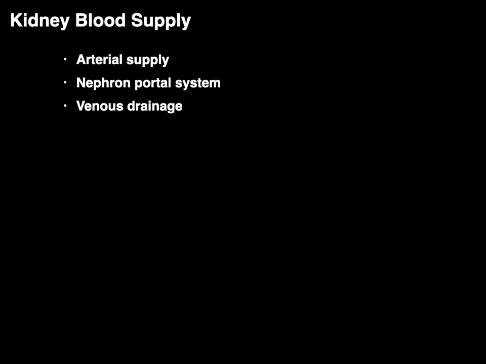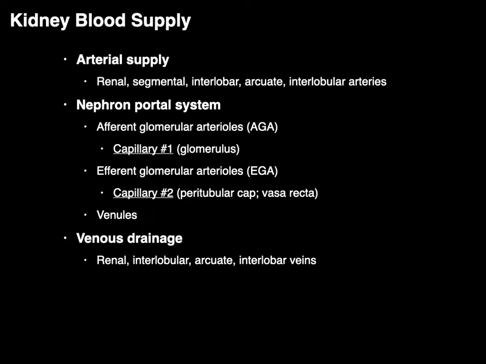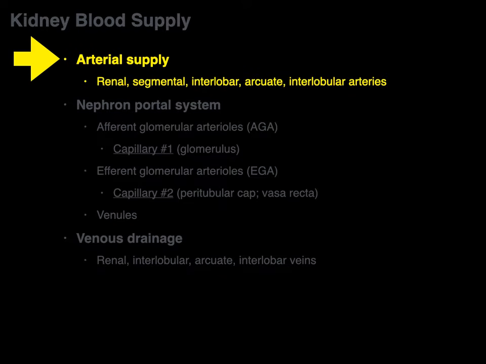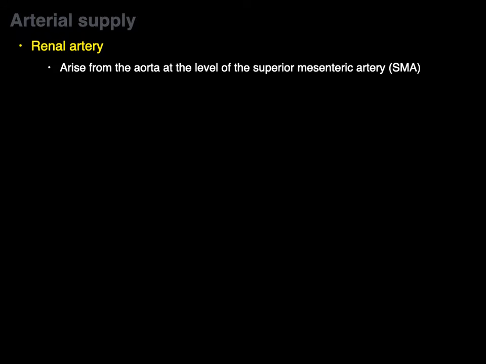So here are the three topics: arterial supply, nephron portal system, and venous drainage, and expanded, that's what it looks like. We're going to start with arterial supply. Now, the renal artery is what provides blood to the kidney. It arises from the aorta at the level of the superior mesenteric artery.